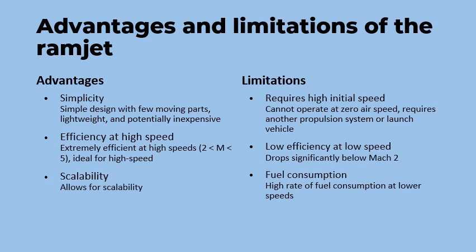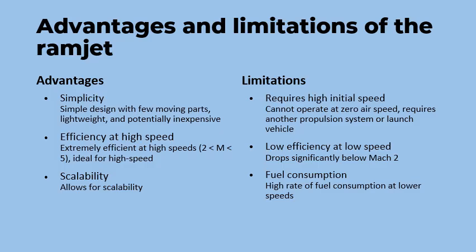Here are some advantages and limitations of the ramjet. We start with some advantages. Ramjets have a simple design with few moving parts, none of which are rotating, making them lightweight and potentially inexpensive to manufacture and maintain. Ramjets are also extremely efficient at high speeds, between Mach 2 to 5, making them ideal for use in high-speed atmospheric systems. The simplicity in the design also allows for reasonably easy scalability in its uses.